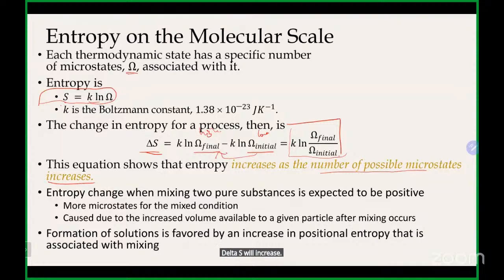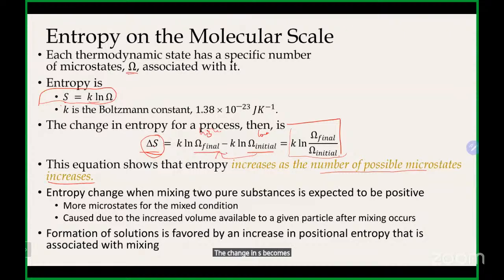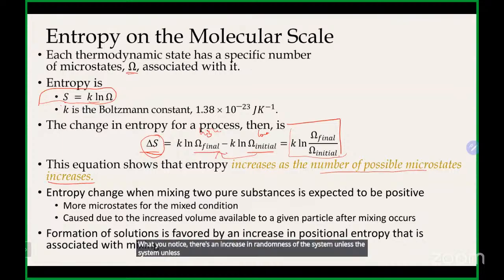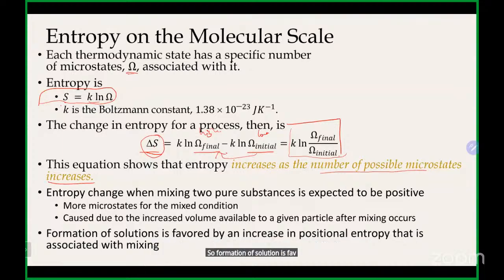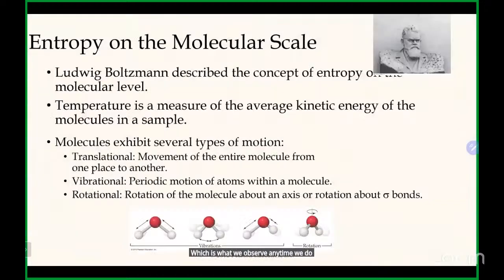So as the number of microstates increases, the change in S becomes more positive. And you can see this when mixing two substances together. What you notice is an increase in randomness of the system, all conditions being equal. So formation of a solution is favored by mixing, an increase in entropy associated with mixing, which is what we observe anytime we do reactions.